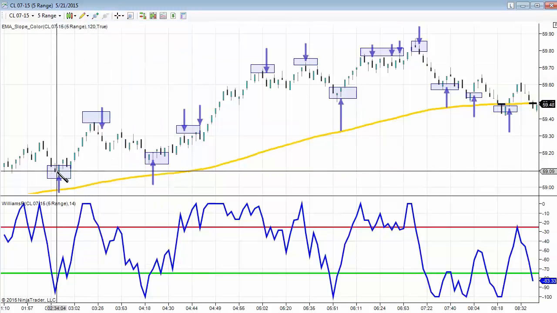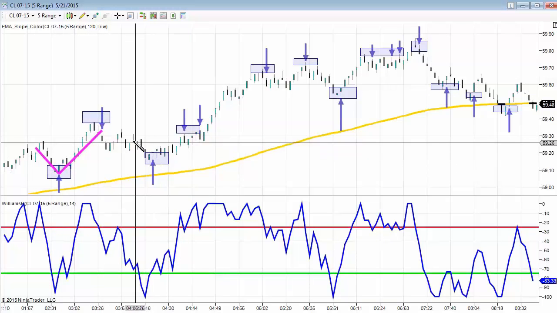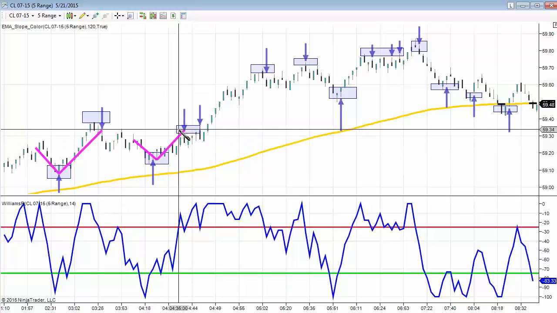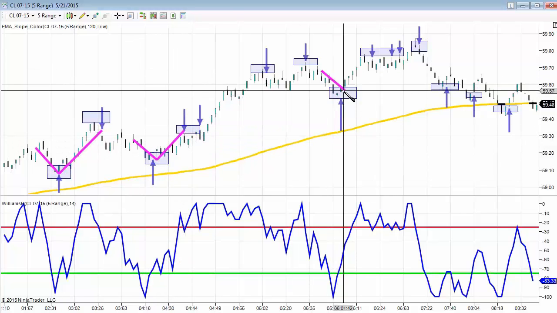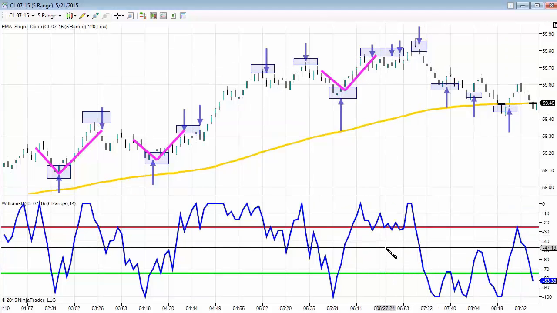So you're seeing here pull back with trend, time to maybe get out. Pull back with trend, time to maybe cash out. All using the standard free NinjaTrader indicator.